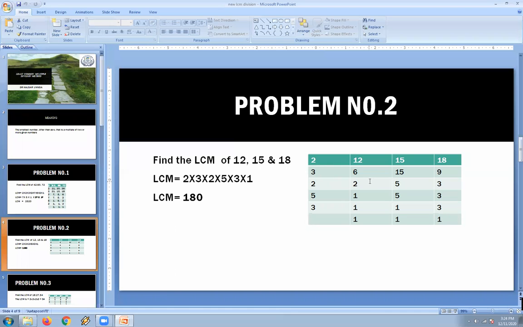Now 2 sixes are 12. This 15 cannot be divided, so retain it as it is, 15. Then 18 can be divided by 2, we are getting 9. Now 6, 15 and 9 are there. These three numbers can be divided very easily by 3, not by 2. So we can go from 3 itself, because all the numbers can be divided. So 3 twos are 6, 3 fives are 15, 3 threes are 9.